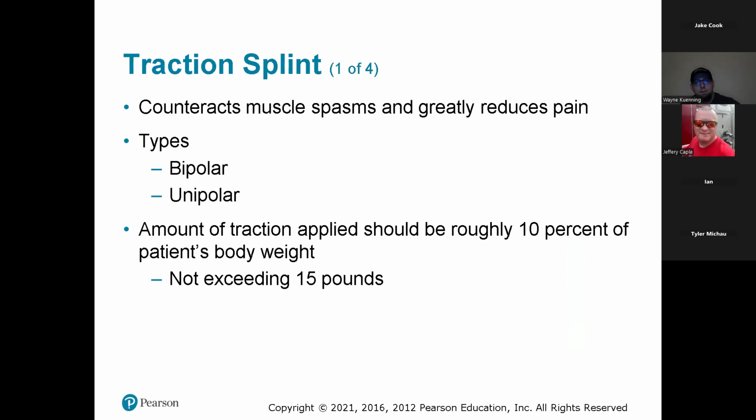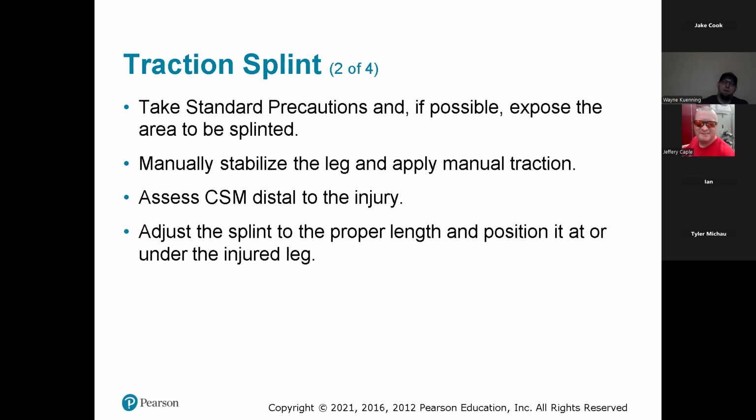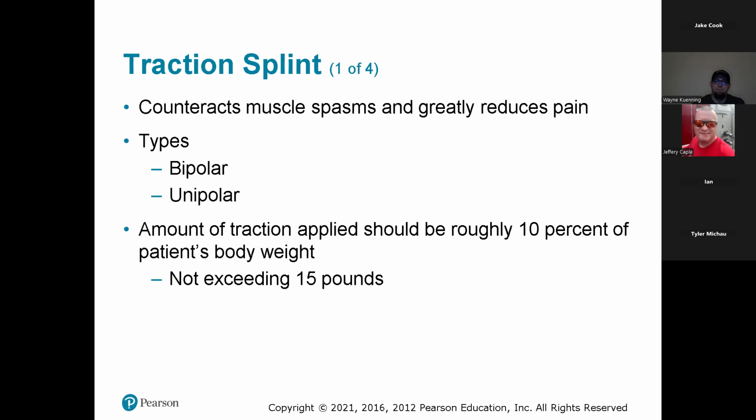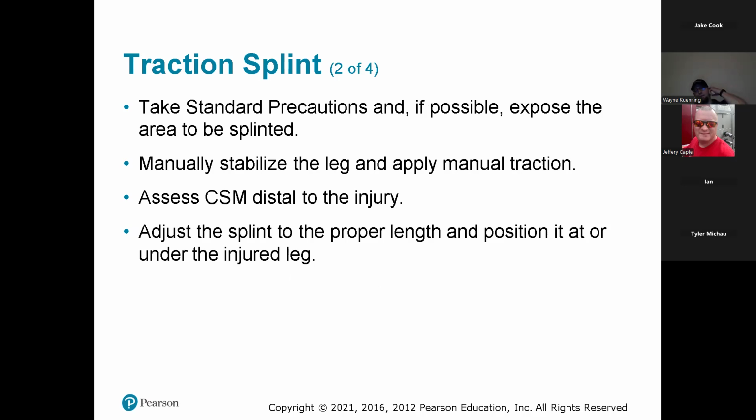A traction splint counteracts muscle spasms and greatly reduces pain. There are two different types: bipolar and unipolar. The amount of traction should be roughly 10% of the patient's body weight, not exceeding 15 pounds. I don't know if our traction splint has a pound or a weight on it. I don't believe it does. I don't think it's capable of producing more than 15 pounds of traction, though.